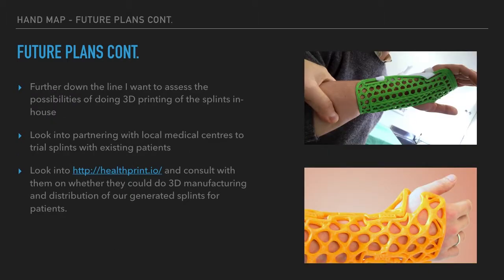Finally, it would be really good to look into the potential of 3D printing the splints after the mesh has been generated. I'd need to look into partnering with some local medical centres or PMH to see if we could trial the solution on some of their existing patients. I'd also like to look into contacting healthprint.io and consult with them on whether or not they do 3D manufacturing, and if they do, to see if they've got a supply chain or a distribution chain that we could use to distribute the splints to patients worldwide.